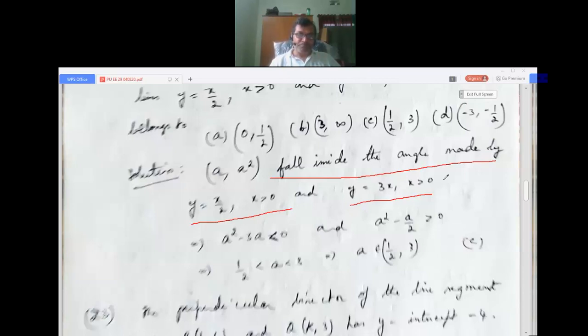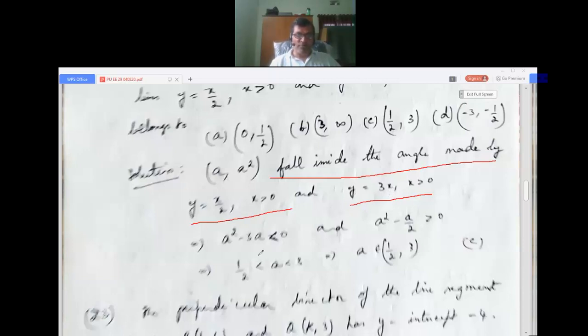Okay, so what happens if it falls inside the angle? One, it has to satisfy y greater than x by 2. Here y is a squared and x is a, so a squared minus a by 2 should be greater than 0. And the other line is y equals 3x. 3x means y equals 3a, so y is a squared equals 3a.